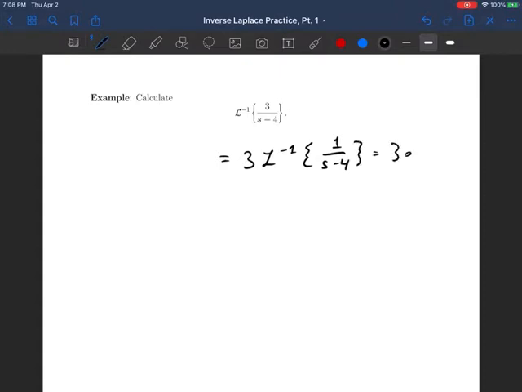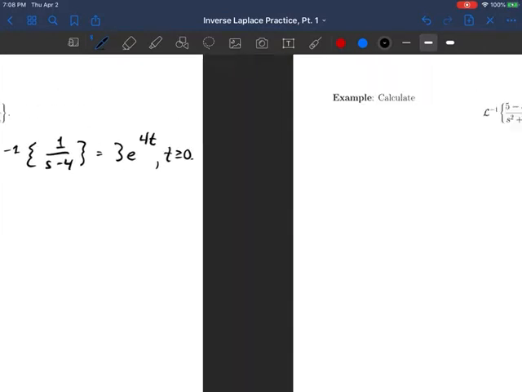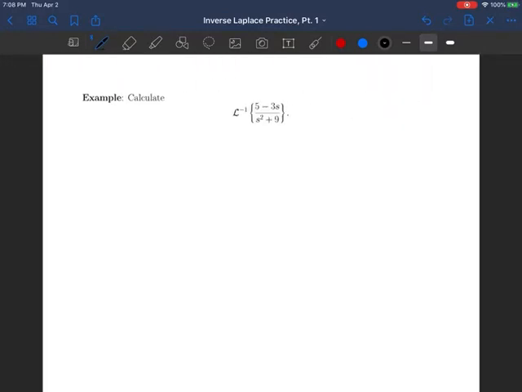All right, so this is 3 times the inverse Laplace transform of 1 over s minus 4, which we should recognize as 3e to the 4t. Again, if I never say it, it's always for t greater than or equal to 0. All right, so that was quick. Let's do one that's a little bit more involved.